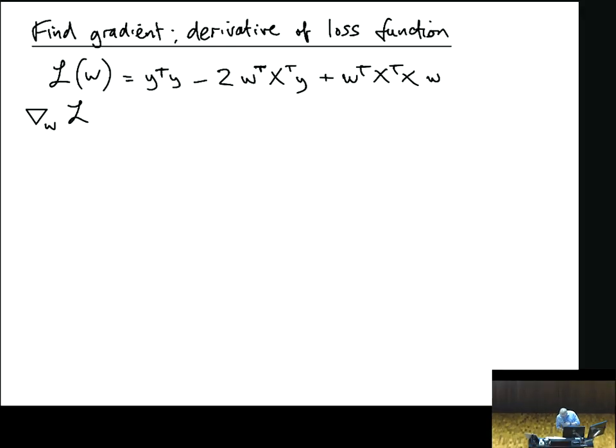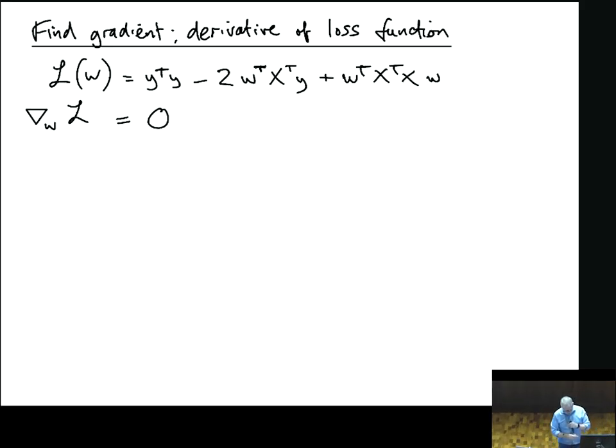Now, let's see. Who can tell me, there's a simple thing that we can do just to get started. The first term in this loss function, what's it going to be after we take the partial derivative with respect to W? Y transpose Y is going to be 0, because there's no W's. Right, let's look at the second term.